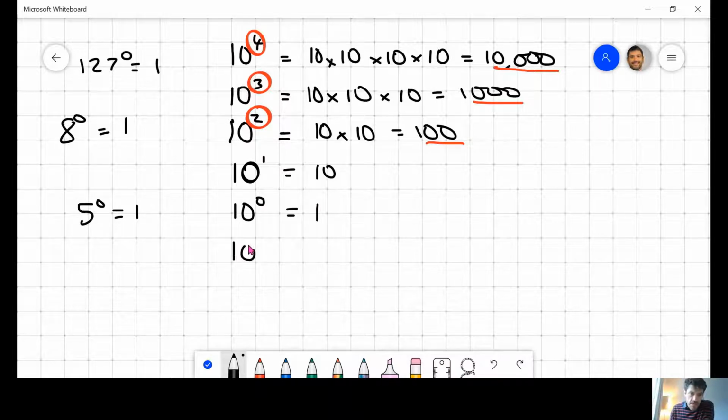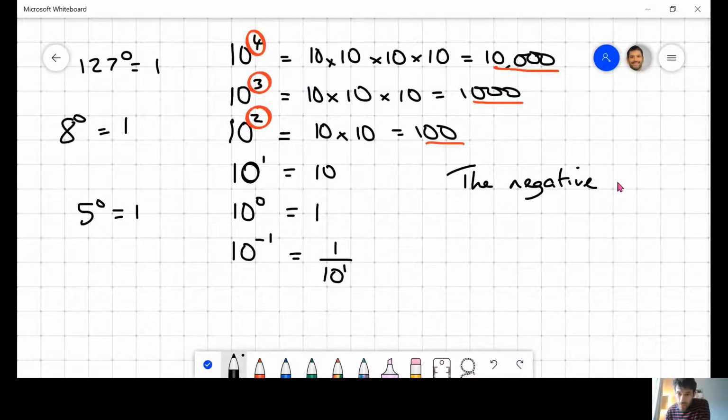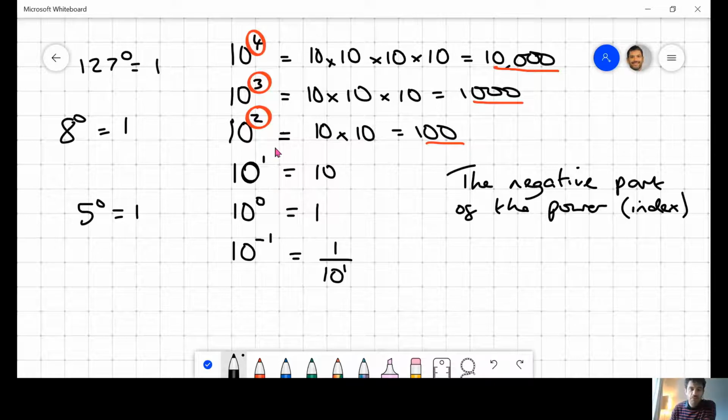So then we go into the negatives, which may be new for you. Now, what this means is it is 1 over 10 to the power of 1. Okay, so basically the negative power, we'll write that down please. Negative part, let's call it the negative part of the power, in brackets index. That's where we get the I in BIDMAS from. This is an index and plural is indices. So the negative part of the index means 1 over. It's probably a nicer way of referring to it, but you understand what that means.